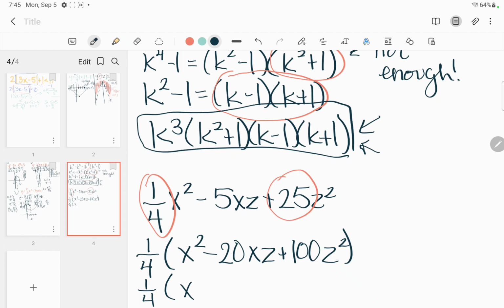And then I have x, because this is a negative coefficient, negative 20, that tells me that this is going to be minus 10z. Now, I will accept either 1/4 times x minus 10z quantity squared, or you could write out x minus 10z 2 times. I'm actually going to put a little line through that z. Either one of those is okay to do. So that's a couple of quick factoring problems.